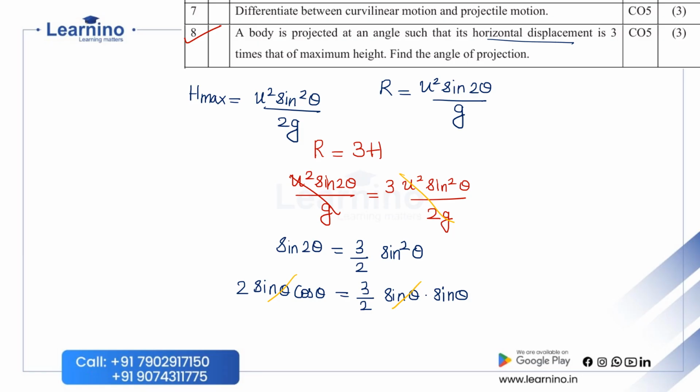Then we will get sine theta by cos theta, that is tan theta, equal to 2 into 2, 4 divided by 3. Tan theta is equal to 4 by 3 and theta is equal to tan inverse of 4 by 3, and tan inverse of 4 by 3 is 53.13 degree. So the angle of projection will be 53.13 degree.